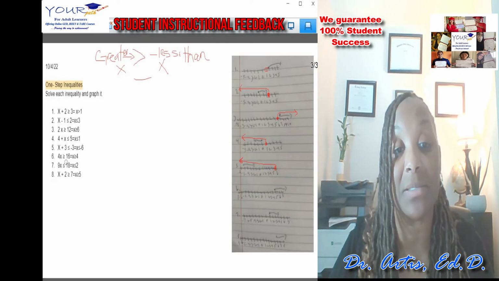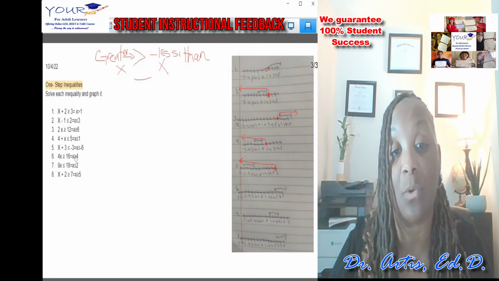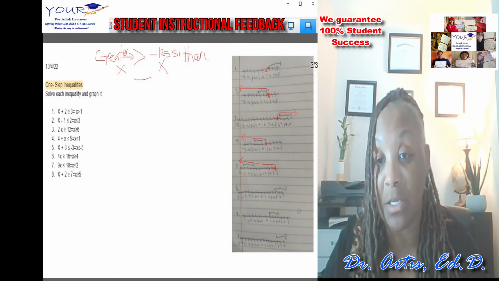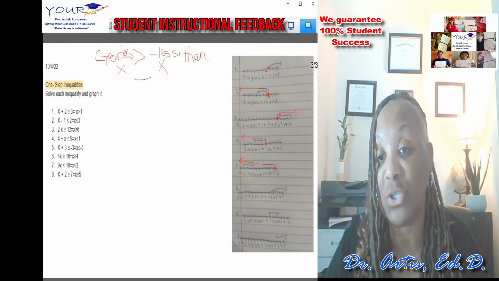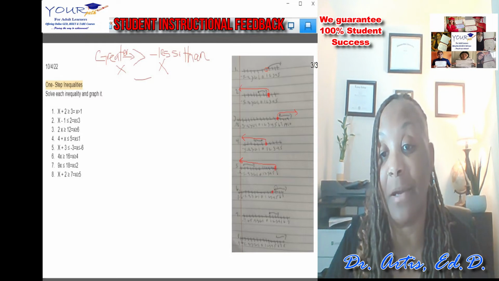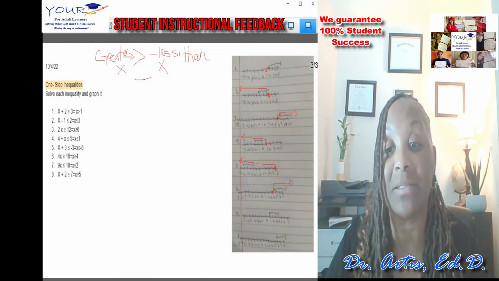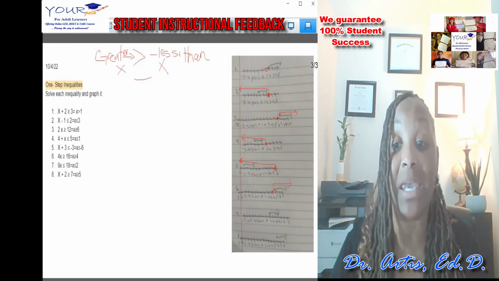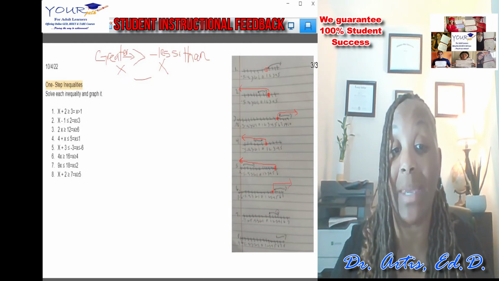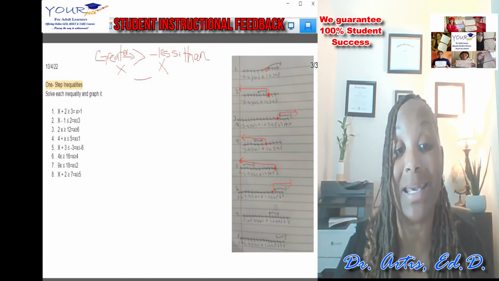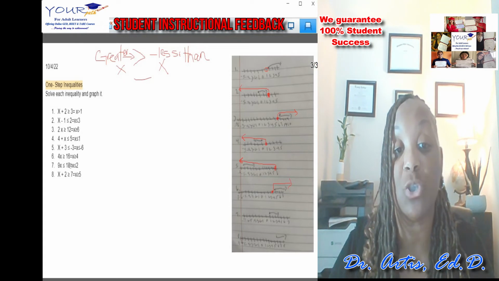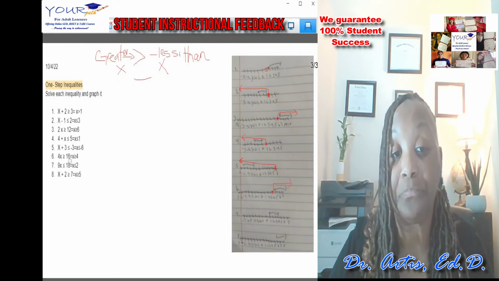So we have number 6. X is greater than or equal to 4. So this should be on the 4, not in between the 4 and the 5, but it should be on the 4 because it's equal to 4. So you're going to have your dot here, and then your arrow is going in the correct direction because X is greater than 4. So X can be equal to 4, but it can also be any number that's greater than 4.